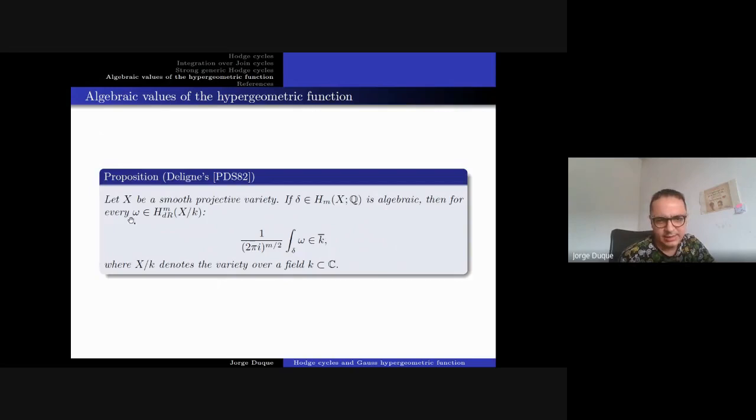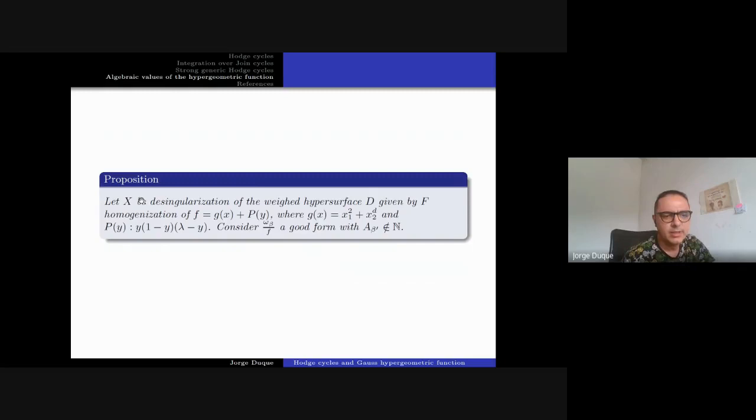Now remember the following Deligne result. Consider X a smooth projective variety and delta a cycle, so that it is algebraic. If delta is algebraic, then this integral is algebraic. This proposition, together with the Lefschetz theorem, will be used to obtain algebraic expressions. In the two-dimensional case, we know that every Hodge cycle is algebraic. So in this case, the Hodge cycle satisfies this property.